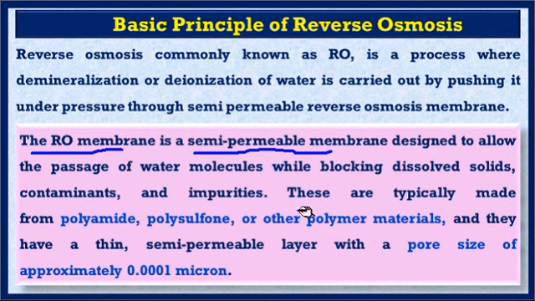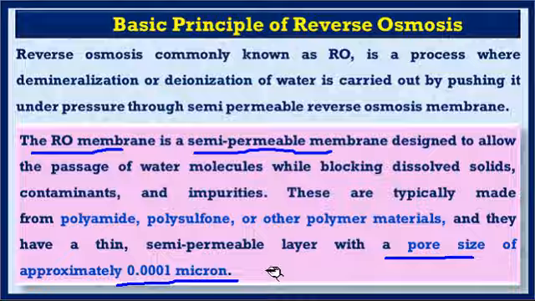Typically, these RO membranes are made from polyamides, polysulfone and other polymeric materials, and they have thin semi-permeable layers with a pore size of approximately 10 to the power minus 4 micron. So this very small pore size allows only the water molecules to pass through these RO membranes, and the other salts cannot cross them. So this basic concept is used for the water purification process.